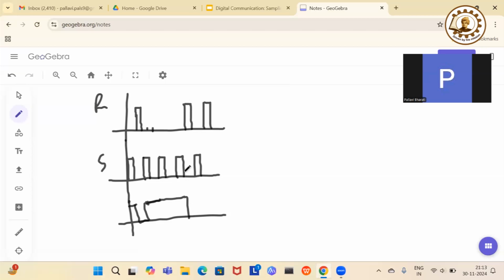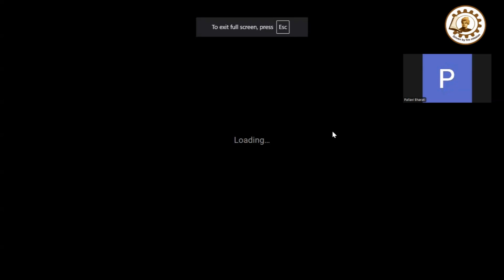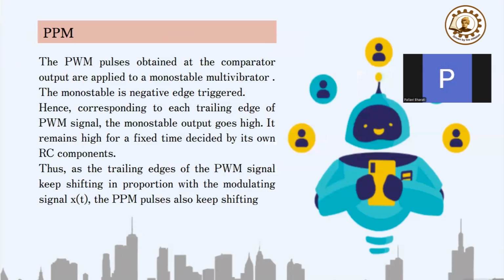Finally, again, this is going low and here one pulse has come. So it will come high at this point. Again, that reset one is coming at this point. So at this point, it is going to become low. So this way you are going to generate the modulated PWM signal. And after that, the PWM signal, you know how to demodulate. So after that again, the same process of PWM demodulation, that you will use this portion.